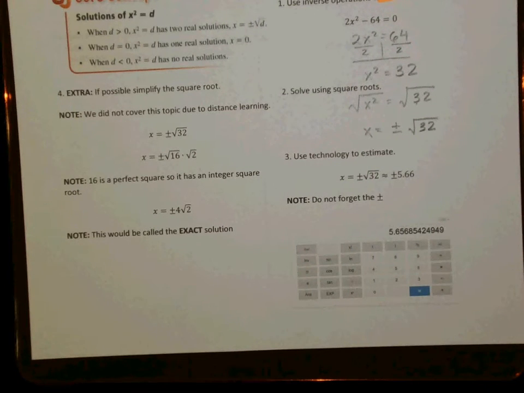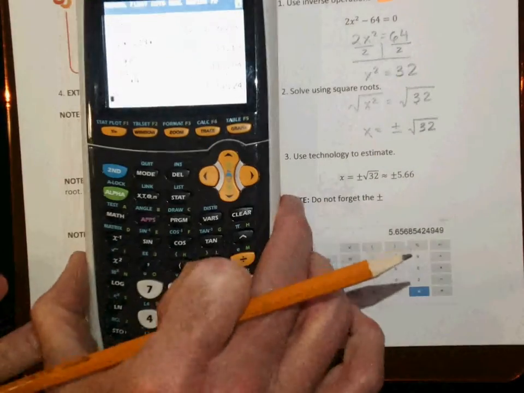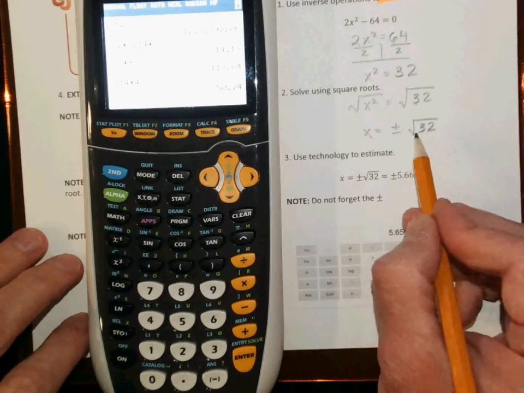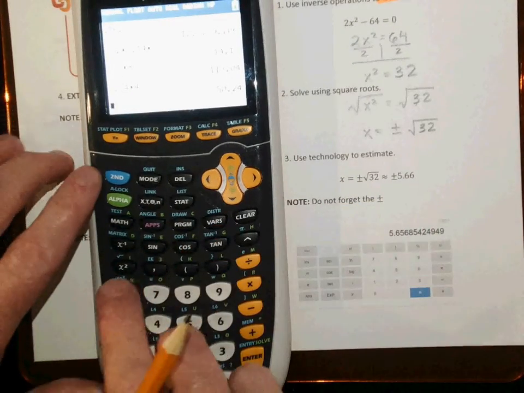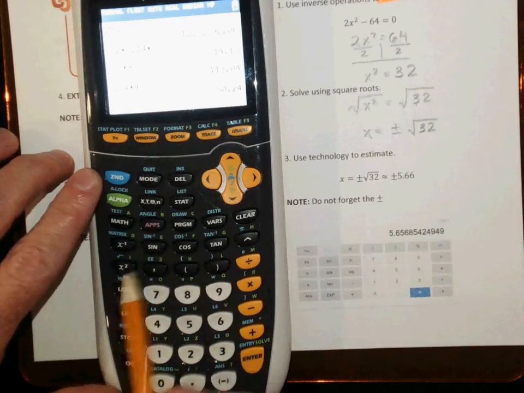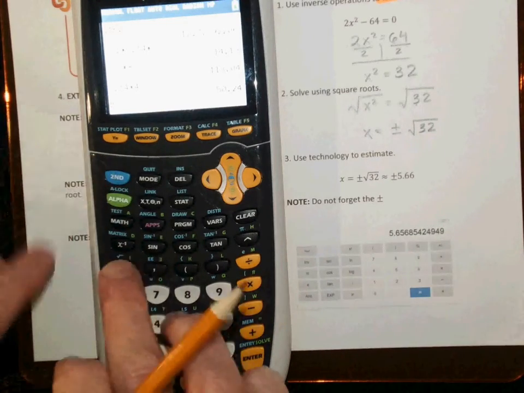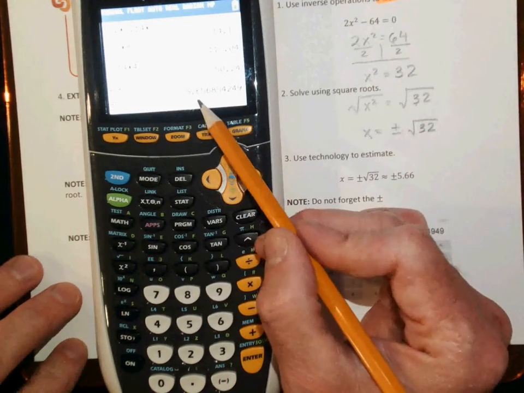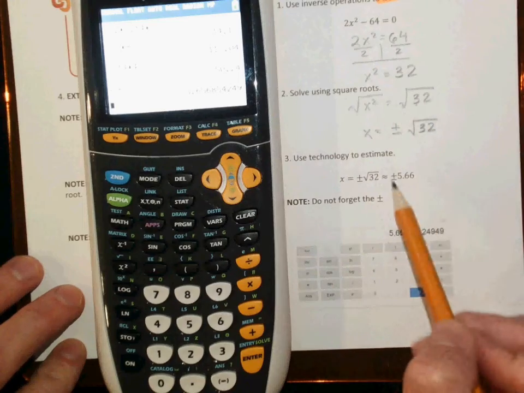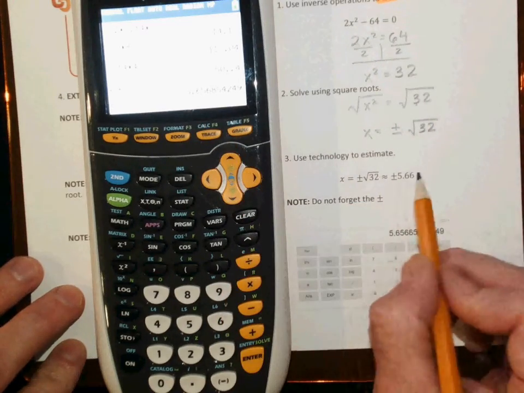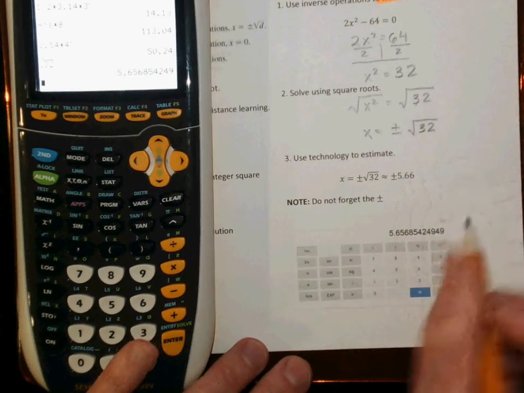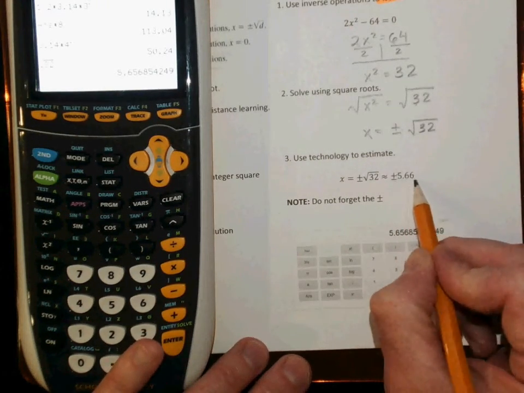Now if I want to use technology to estimate the solution, you're not going to be able to do the plus or minus, but in my calculator I'm going to put in the square root of 32. So square root is in the blue above the x squared, so do that second button there and put in 32, and I'm getting, roughly rounded to 2 decimal places, 5.66. So I would write the answer as x is equal to plus or minus 5.66.